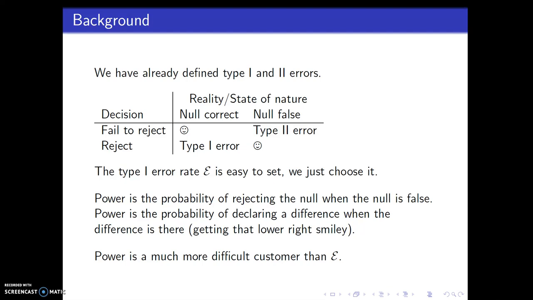Power is that probability of rejecting the null when in fact it is false. So we want our power to be high or low. Think a moment. High or low? We want it to be high because it's the probability of declaring a difference when the difference is actually there. Okay, so getting that, like Gary says, the lower right smiley face. We're happy there, but we're especially happy here, right? So power is a much more difficult to control value than epsilon. Epsilon we just choose and set. Power is a little tricky or tricksy.